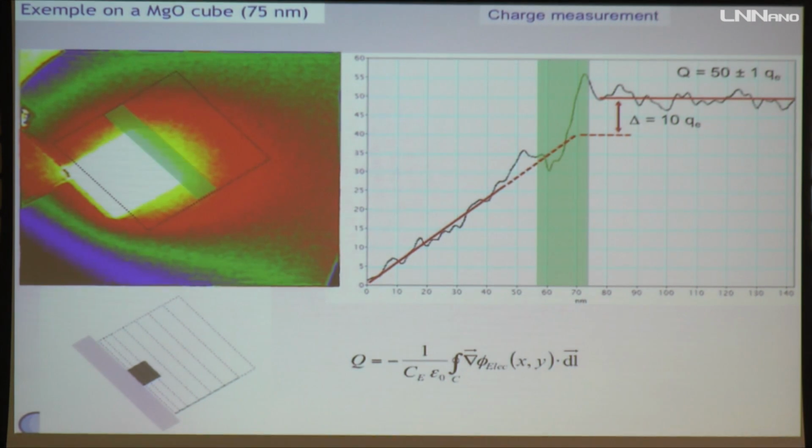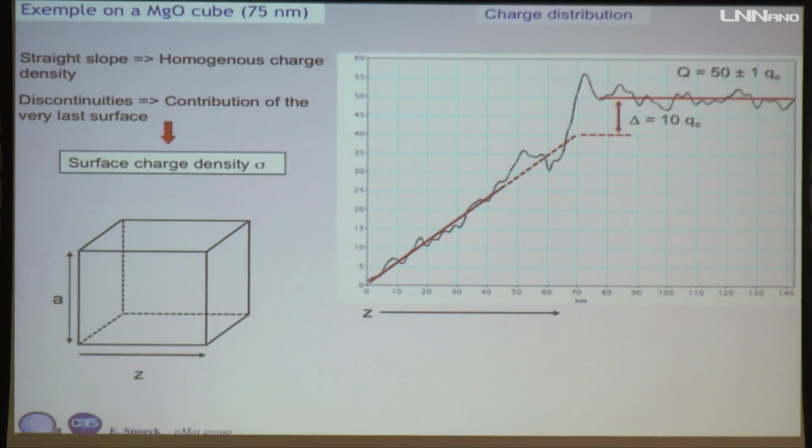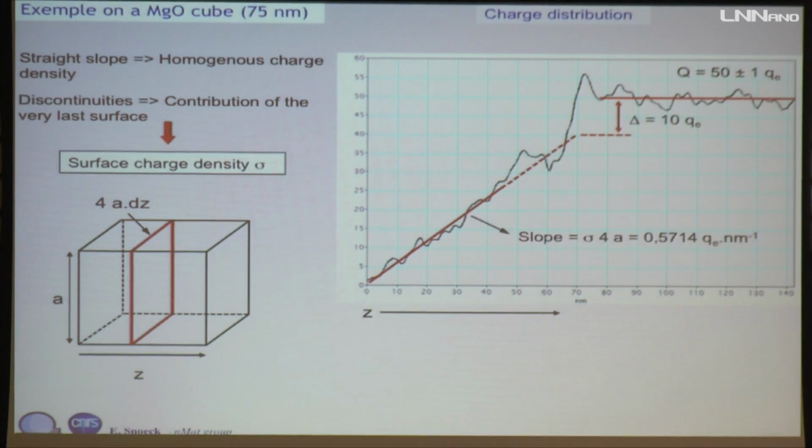Why? Because actually this is an insulating cube, an insulating material. So charges are located on the surface of the materials. So when you are measuring the charges there, you are measuring the charges which are located on the surface of the cube, and you have more and more charges. And at the very last surface, you are integrating all the charges which are located on this surface. And this is the 10 charges that you get there. You can be sure of that.